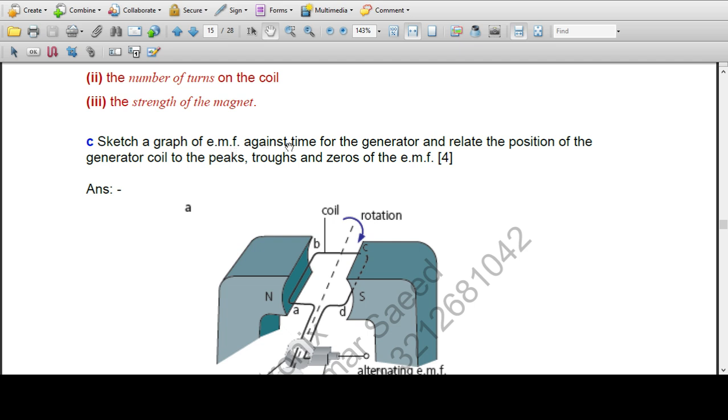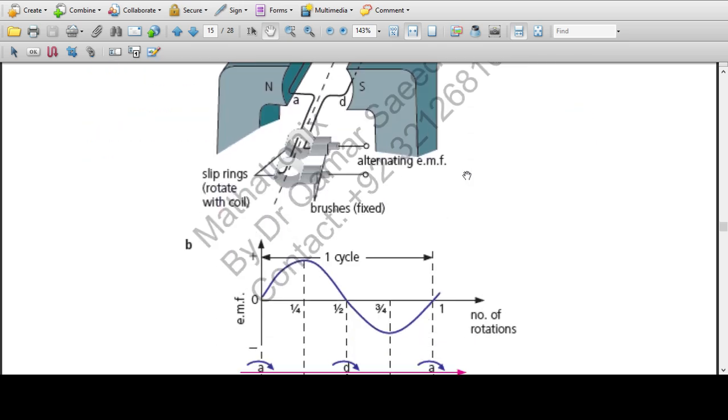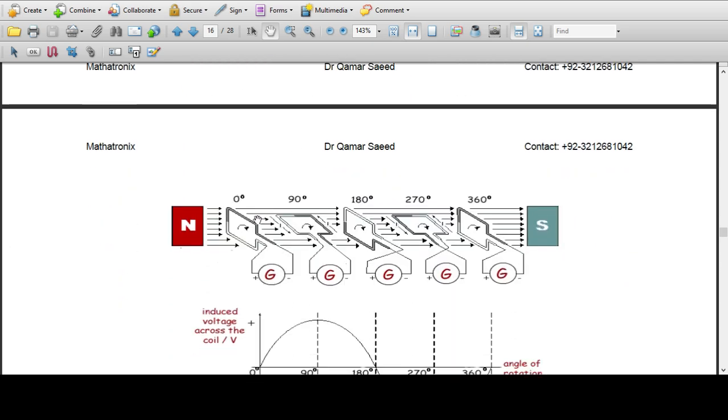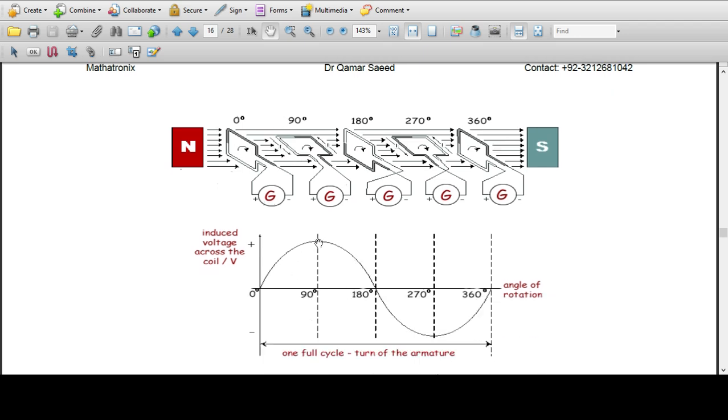Sketch the graph of EMF against time for the generator and relate the position of the generator coil to the peak, trough, and zeros of the EMF. So we have already discussed it. So this is basically the diagram. When it is parallel, no EMF is induced. When it moves up and down, the coil is vertical, making 90 degrees, maximum EMF is induced. At this, again in parallel direction, no EMF. In this direction, negative EMF is induced.